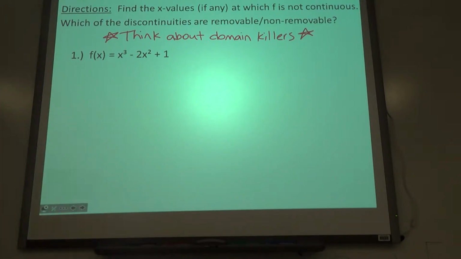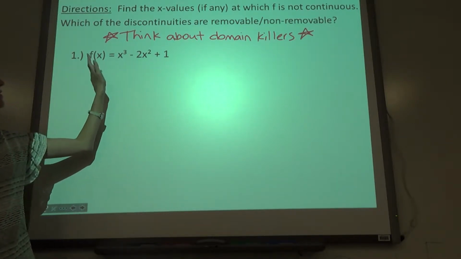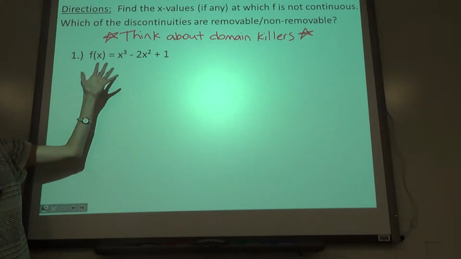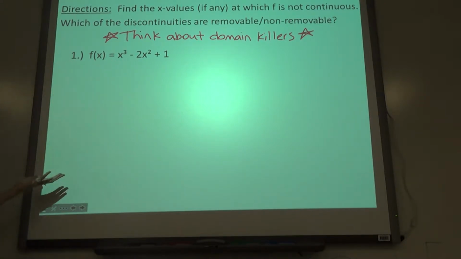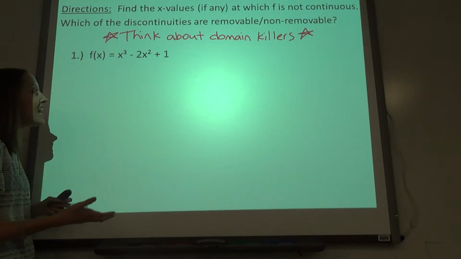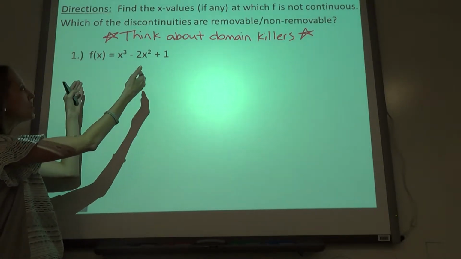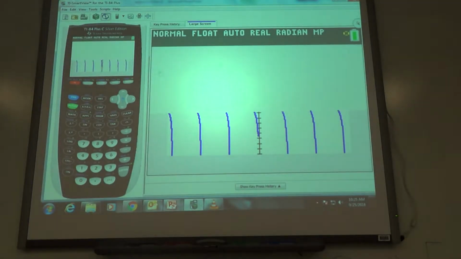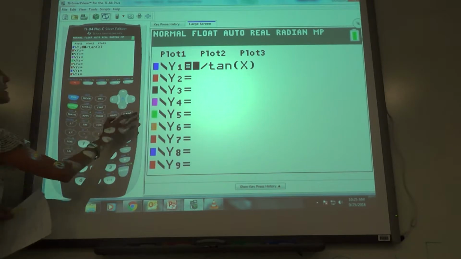Now, domain killers, one of them was the square root of a negative. I don't see any square roots here, so I'm not worried about that. The other domain killer was dividing by 0. And I really don't see any fractions here to make me worry about that domain killer either. So I'm not getting any clues from the function. So it may not hurt to go ahead and just graph this to make sure that there's nothing funny going on with the graph. I'm not getting any good ideas of any x values that I should be worried about.